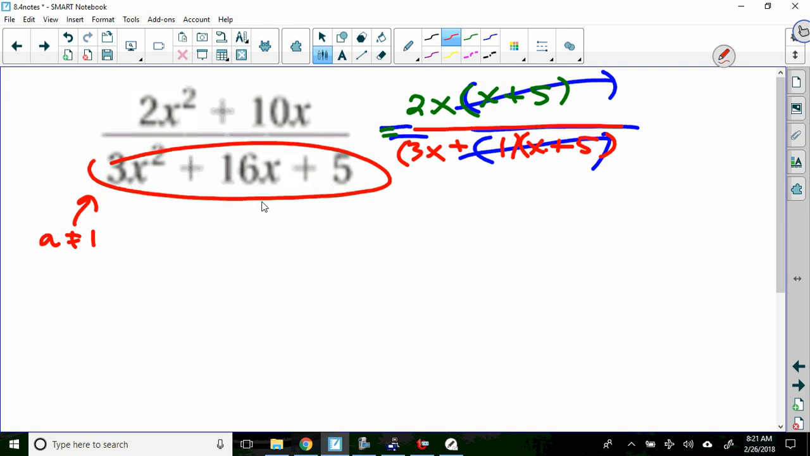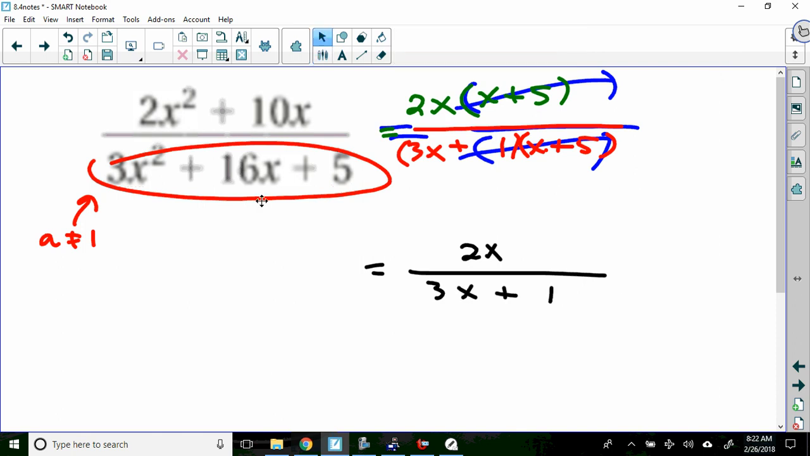So what's the answer end up being on this one then? 2x divided by 3x plus 1. Nice. There it is. 2x over 3x plus 1. Can you cancel out this x with this x? No, you can't.